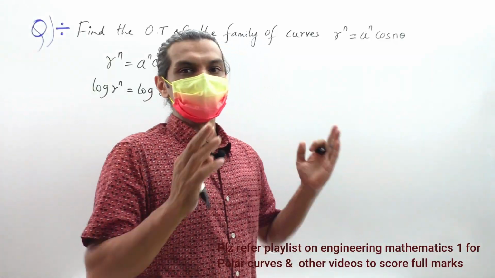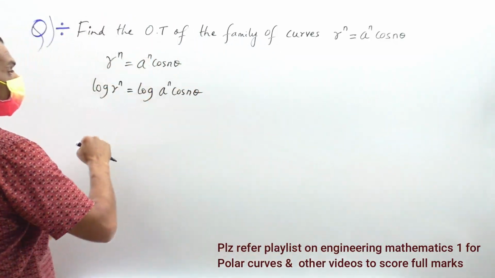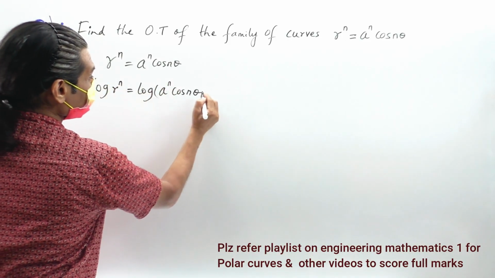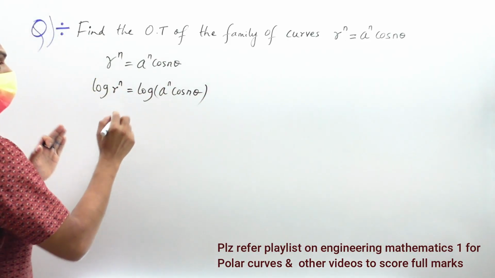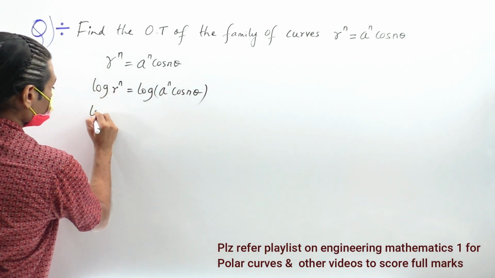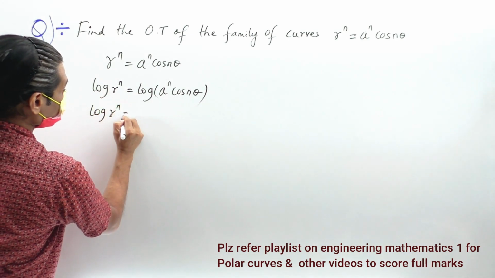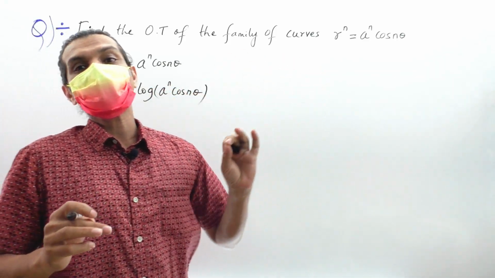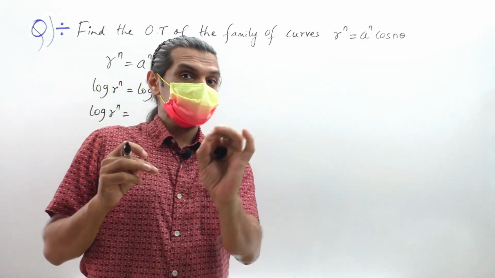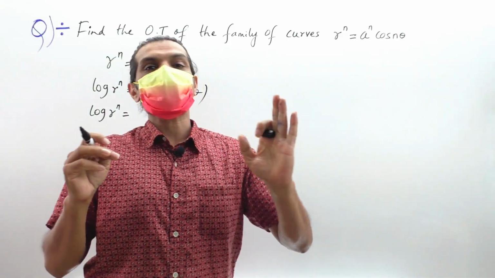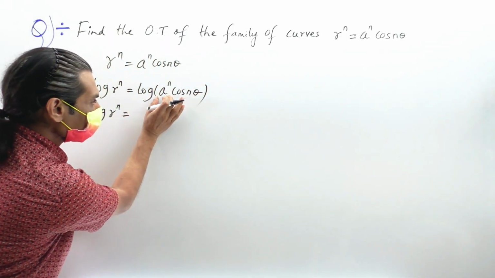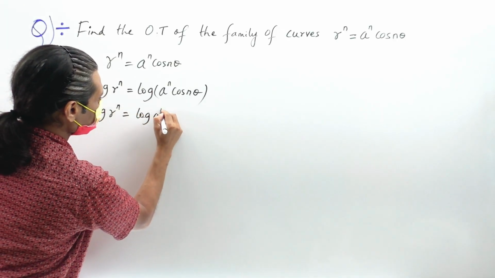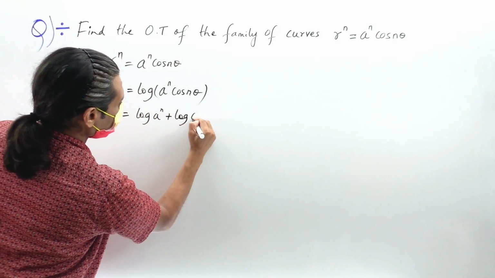That will be very helpful in solving these questions. Okay, now we have log r raised to n is equal to log a raised to n into cosine n theta. Fine. Now, first, we have log of r raised to n is equal to what is this? Log of a into b. The property of logarithm is log of a into b is log a plus log b. Here a raised to n is a, and this is b. So we have again log a raised to n plus log of b.